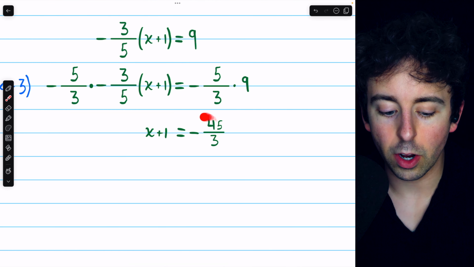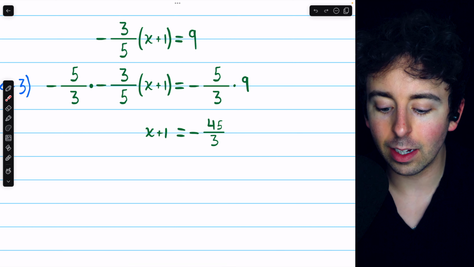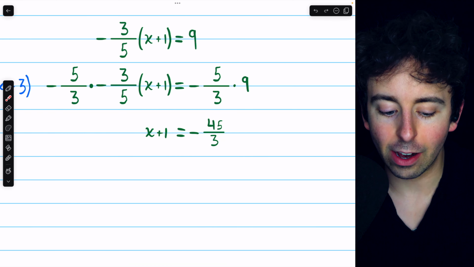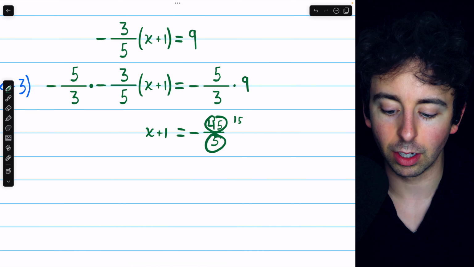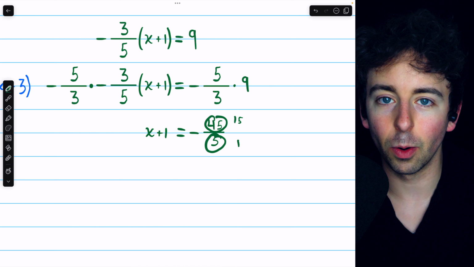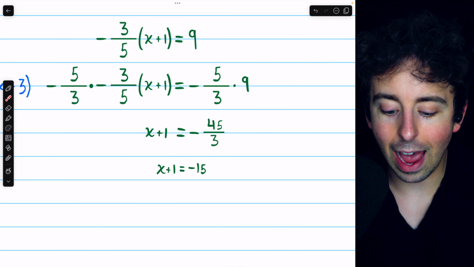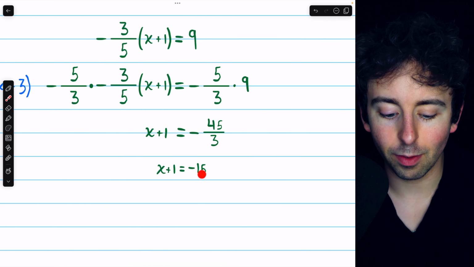Then this is where we are at. We have just x plus 1 on the left, and on the right we have negative 45 over 3. Now we can reduce this fraction. 3 goes into 45 15 times, and 3 goes into 3, of course, once. So this is just 15 over 1, or 15. So we have that x plus 1 equals negative 15. Again, 45 over 3 is 15.